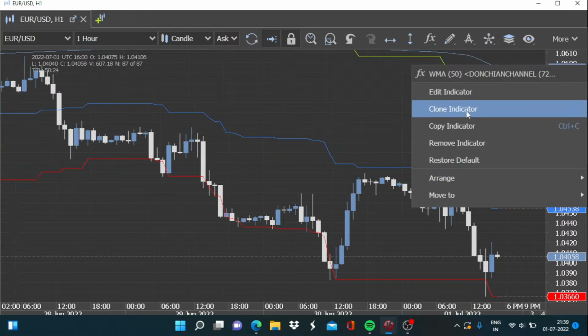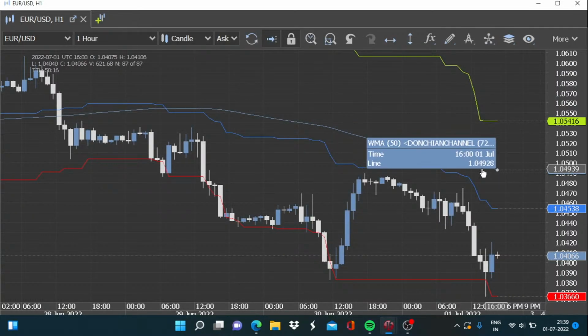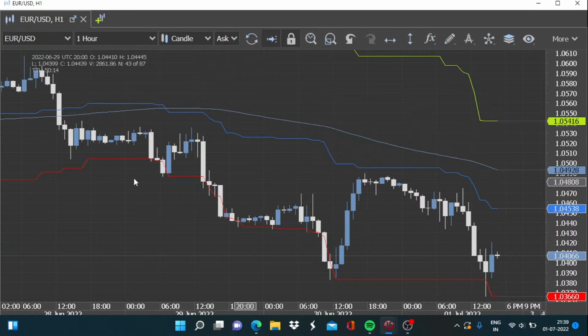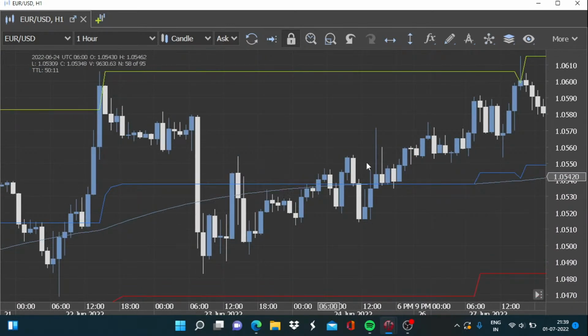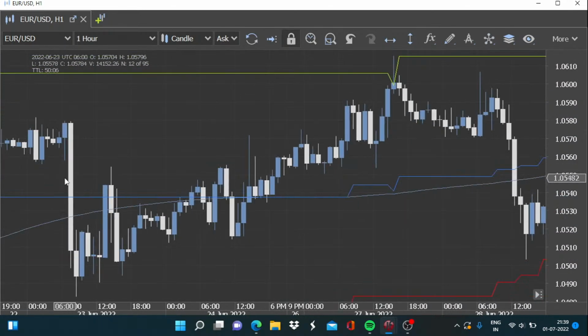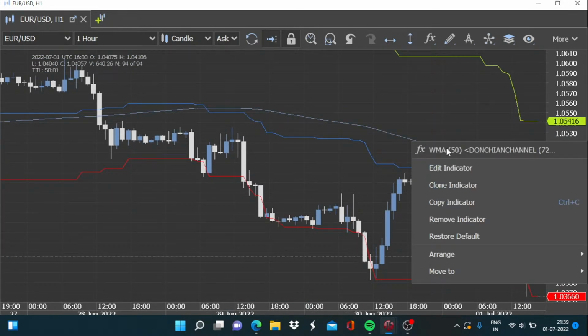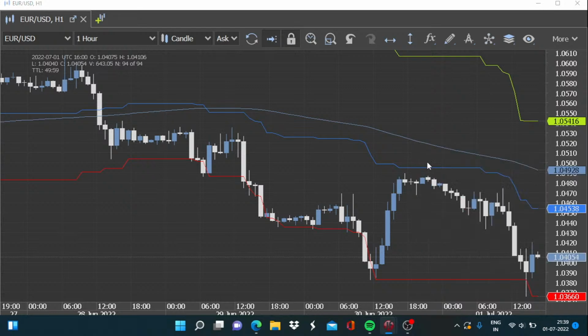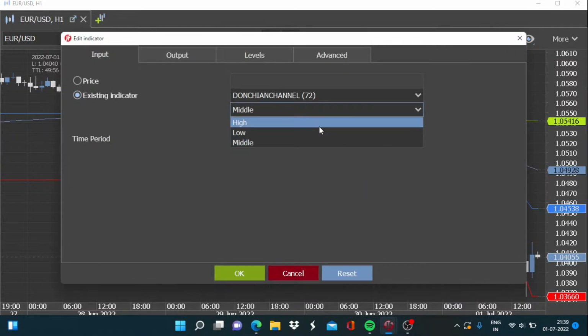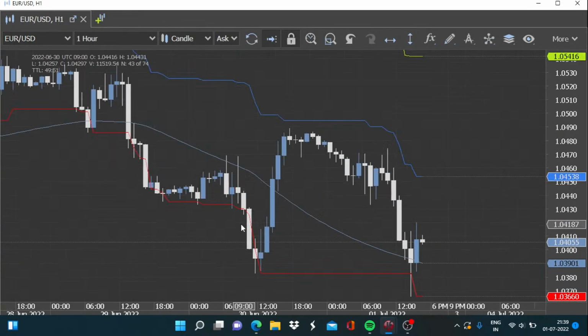Suppose if I change it now, let's go for the middle, and you will see that the weighted moving average price has shifted on the lower side compared to what it was when we were looking at it on the higher side. All right. And suppose if I change it to low, then you will see it being plotted closer to the low of the Donchian channel. Let's change it to low. Okay. So here we have it plotted on the lower side.